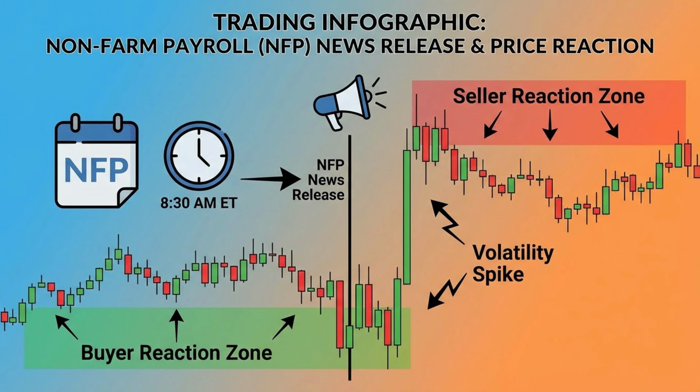Once the NFP numbers are announced, volatility typically spikes. This means the price can move very quickly and unpredictably, creating sharp jumps either up or down. After this initial volatility, the market enters a seller reaction zone, where traders who believe the price has moved too high begin selling, causing a reversal or correction. Overall, the infographic shows that NFP releases create sudden changes in market behavior, starting with calm price action, followed by a dramatic spike in movement, and ending with traders reacting strongly in both buying and selling zones.